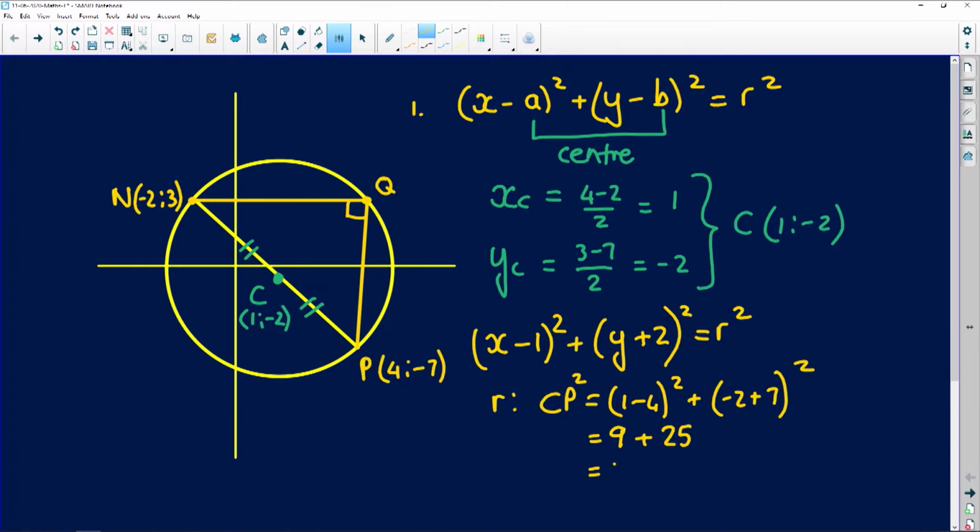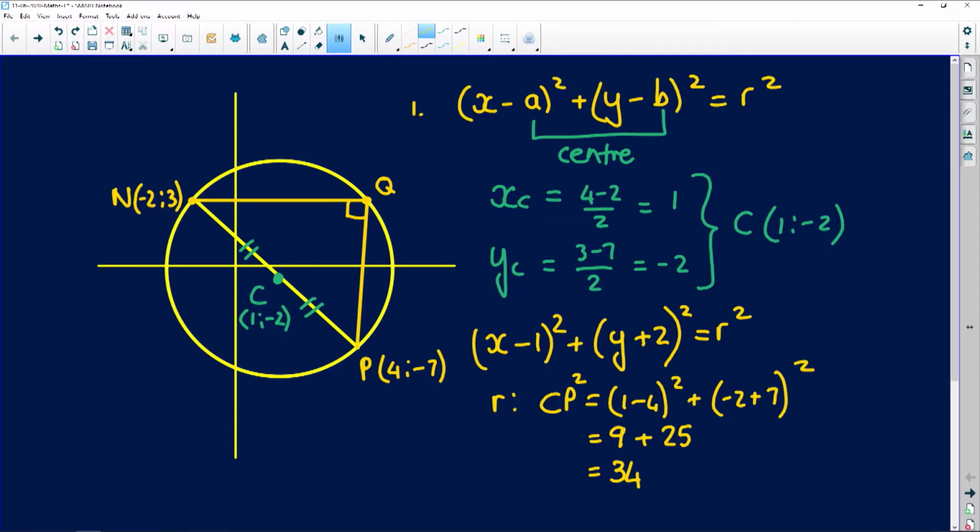So it looks like the radius squared is indeed 34. Let's just check ourselves. Minus 2 over here, plus 5. There we go. 1 minus 3. Don't make silly sign mistakes. Okay, that's going to cost you dearly. If you make a sign mistake here, your answers are not going to be correct.